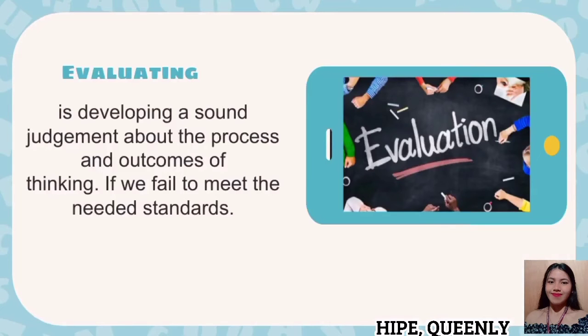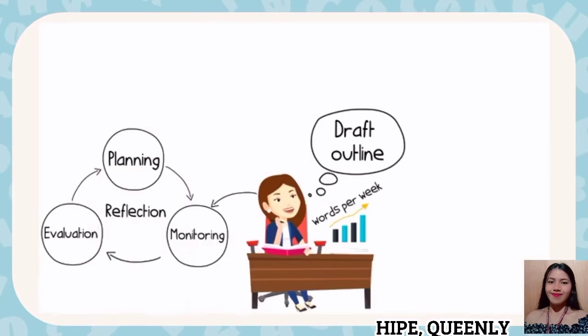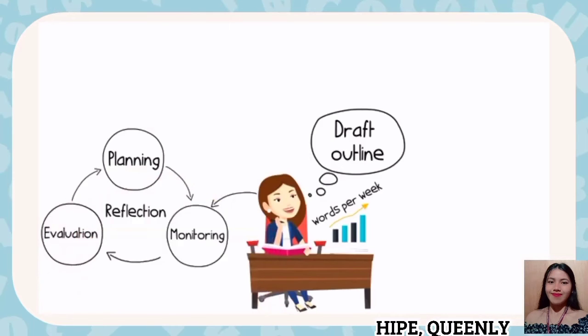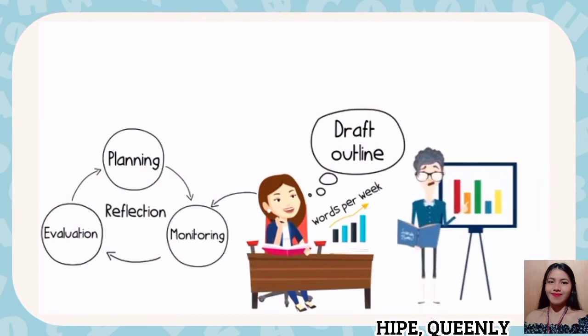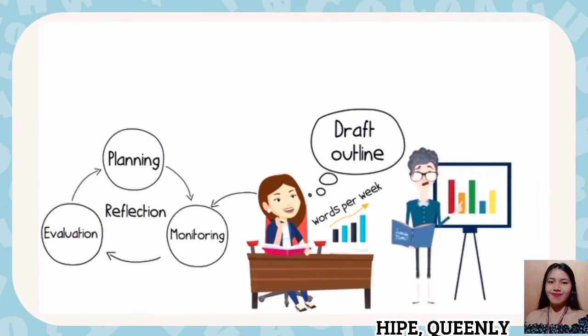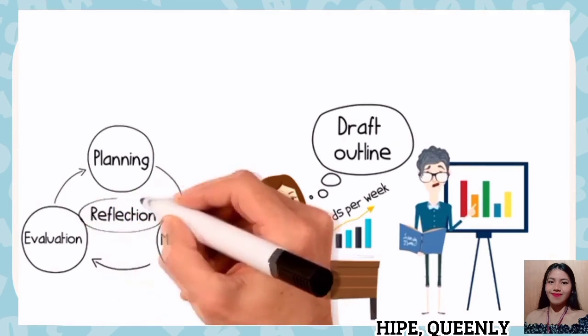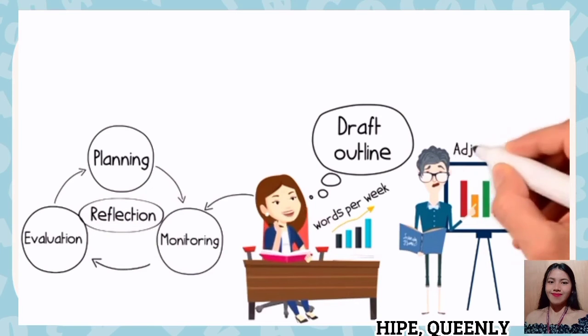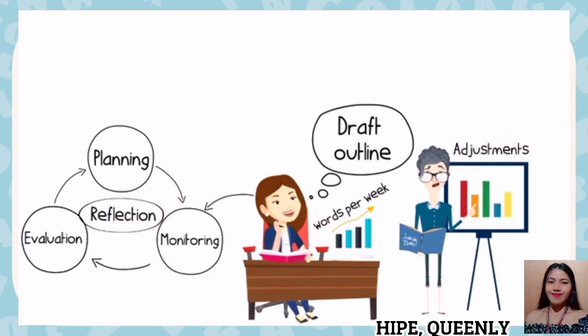Evaluating is developing a sound judgment about the process and outcomes of thinking, especially if we fail to meet the needed standards. Going back to the first example again, you need to evaluate your work as well. You could do that by reviewing your week's work each weekend to be sure that you are happy with the quality of your work. In the end, you need to be able to reflect on these steps, as this will give you the ability to make adjustments to this process if needed.